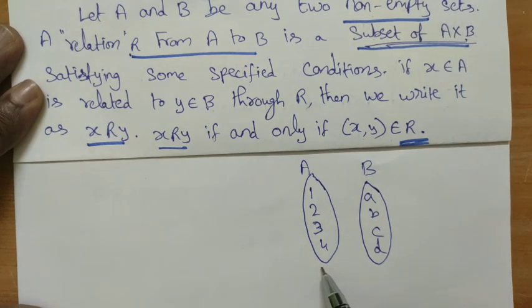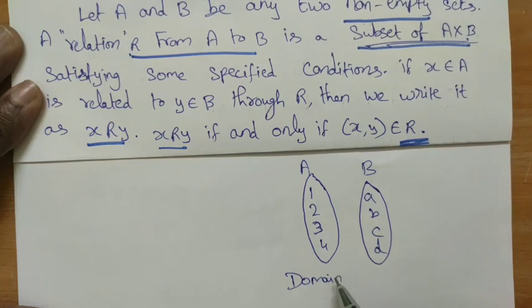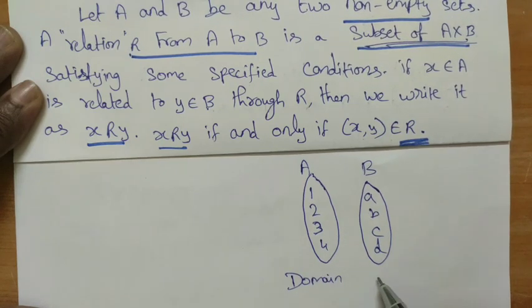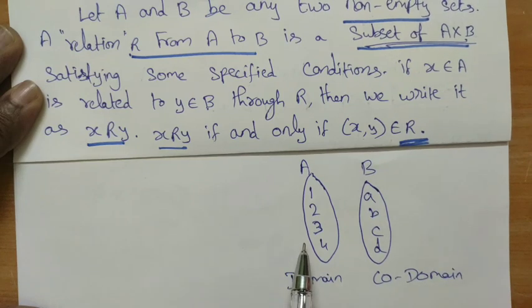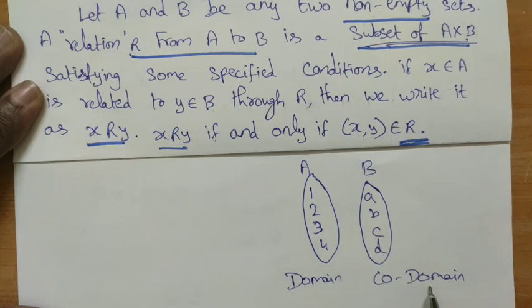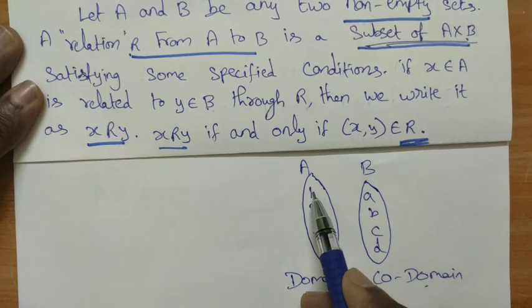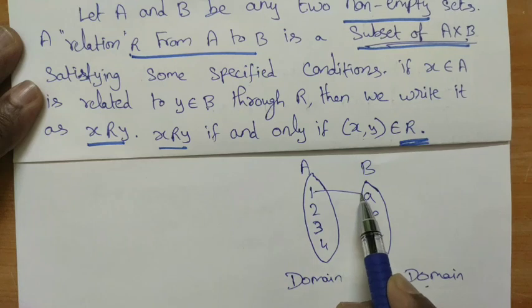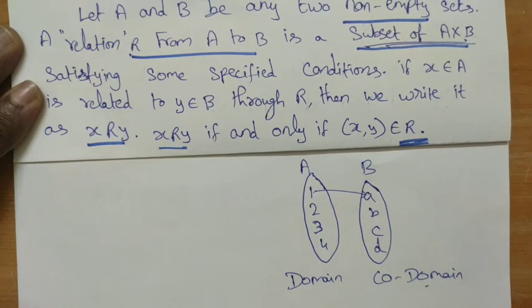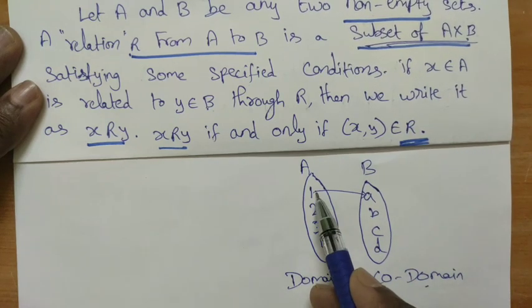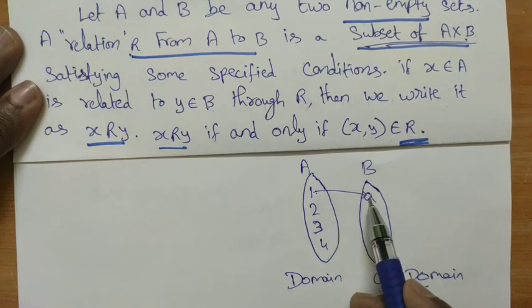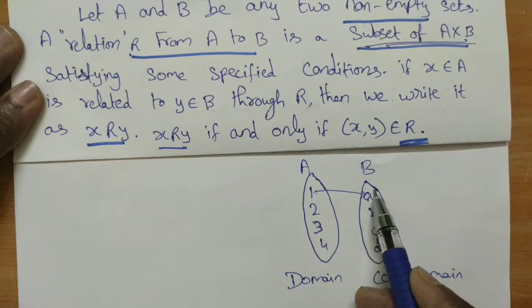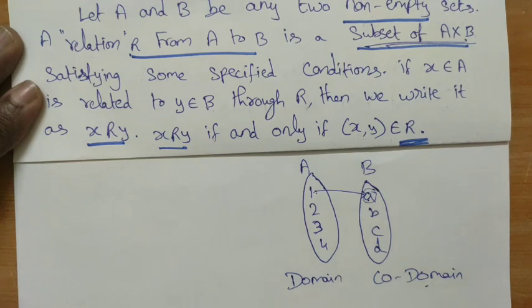So here the first set is called the domain. The second set is the co-domain. The first set is called a domain and the second set is called a co-domain. Here the first set is mapping with the element in the co-domain, right? It is called image. The element in the co-domain that the first set maps to is called a range.